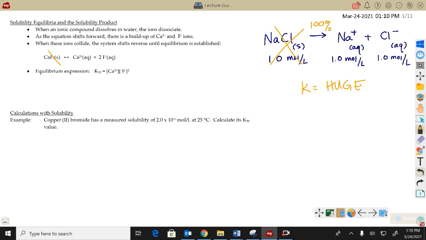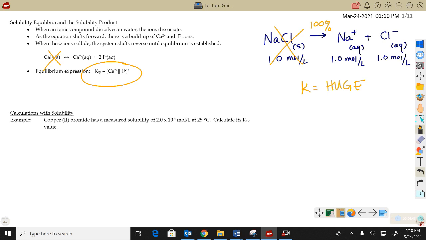So I'm not going to use this guy, he's a solid. So I'm really only going to have the two ions. I'm going to raise their concentrations to the coefficient in the balanced equation. And this then is really all I need for my equilibrium expression. Products over reactants, but I'm not going to use the reactant, it's a solid, and then I just have to square the fluorine.